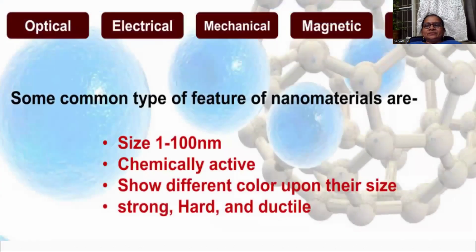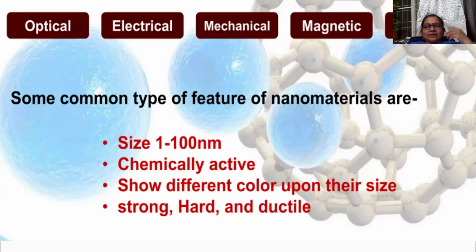So generally, some common features of nanomaterials are looked into, like size. Basically, the nanomaterial size will be limited to the nano level of 1 to 100 nanometer. Then it should be chemically active. So with respect to various applications, whether physical, chemical or biological, the nanomaterial should be active in that particular environment.